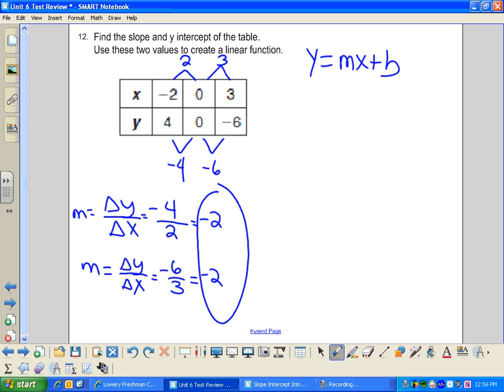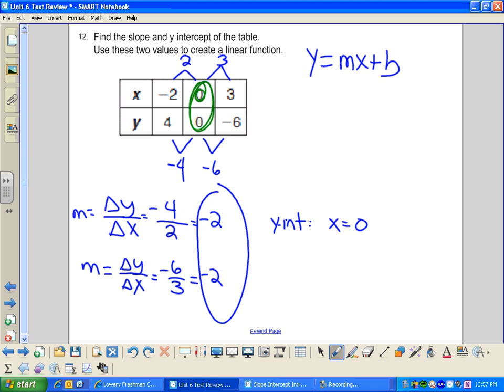Now I'm looking for the y-intercept. And what do I know about the y-intercept? When I hear y-intercept, what do I think? Oh, that's where x is 0. I've got to look for where x is 0. So let me look at my table. Where is x 0? Oh, right there.